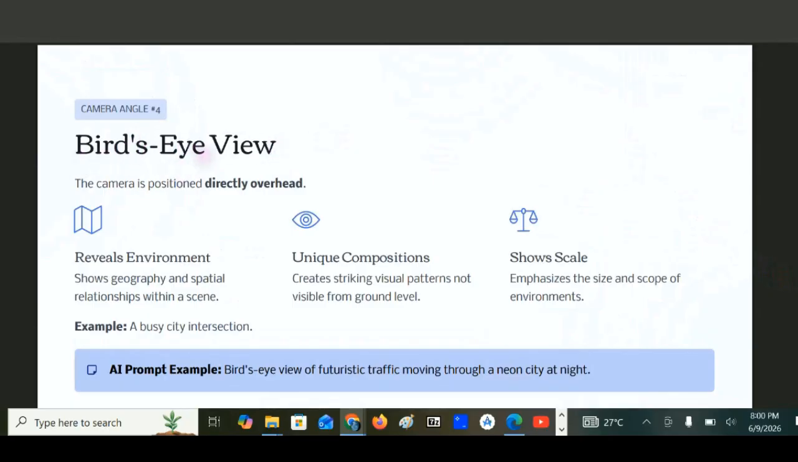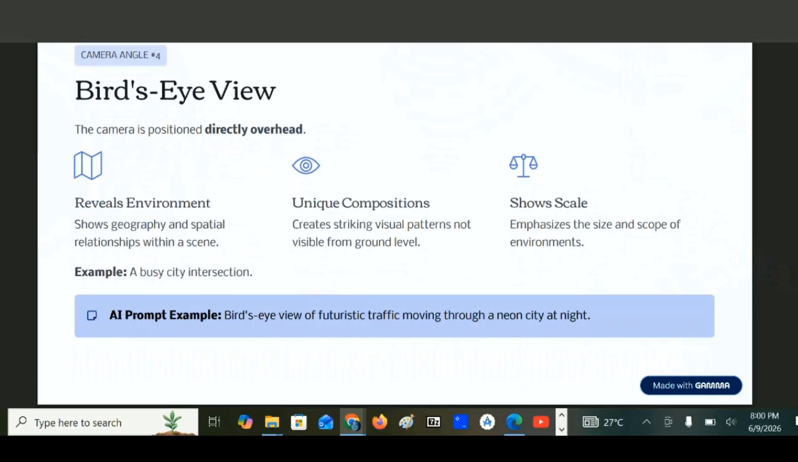Bird's eye view. The camera is positioned directly overhead. The work it does: it reveals the environment and shows geographic and spatial relationships within a scene. It creates unique compositions, striking visual patterns not visible from ground level. It also shows scale, emphasizing the size and scope of environments.